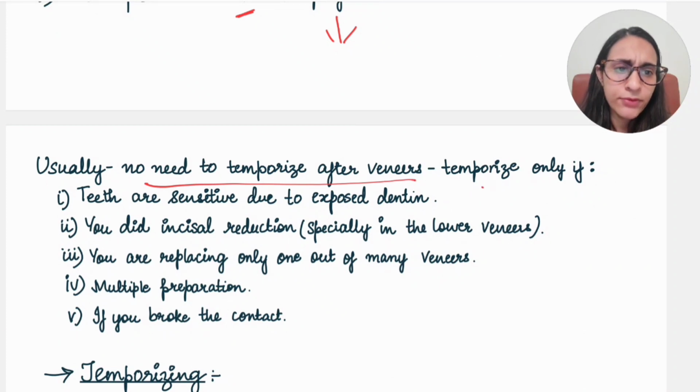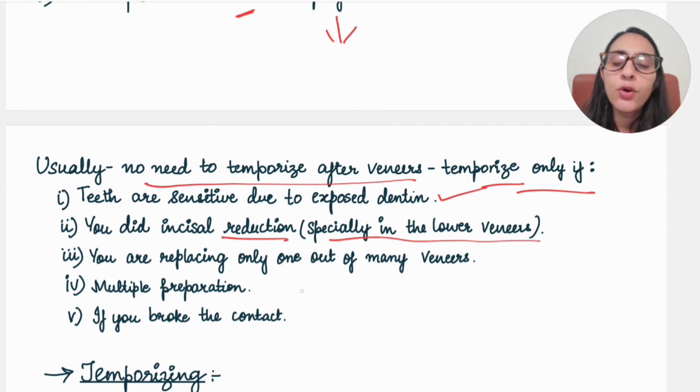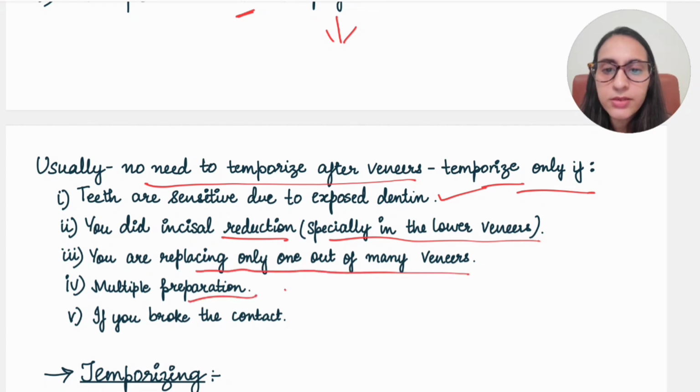Usually there is no need to temporize after the veneer preparation. Temporization is done only if the teeth are sensitive due to exposed dentine, if you did incisal reductions, especially in the lower veneers, if you are replacing only one of many veneers and there are multiple preparations, or if you have broken the contact. In all these situations you need temporization.